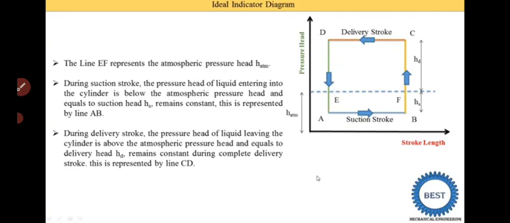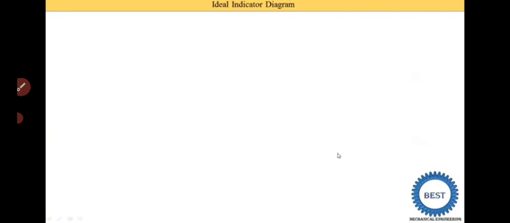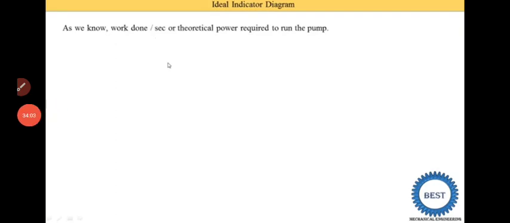Now we understand what this diagram indicates. So what is the work done per second, or theoretical power required to run the pump? In the pump we get hydraulic energy. So the equation is represented as rho g Q H, and in this case H is equal to HS plus HD. Now next we add this Q. Q means the discharge, and suppose the discharge is in meter cube per second. But in an example it is given in meter cube per minute.